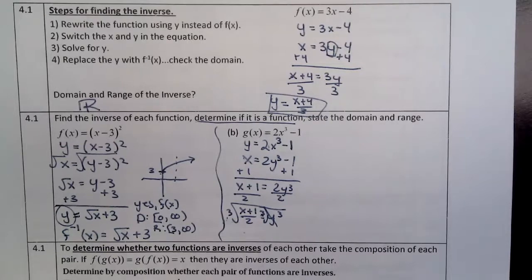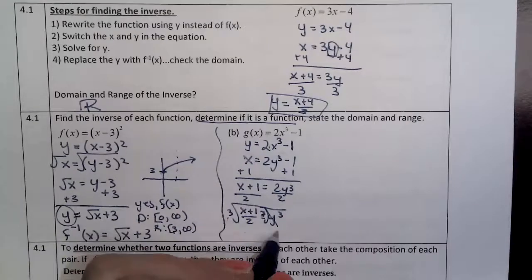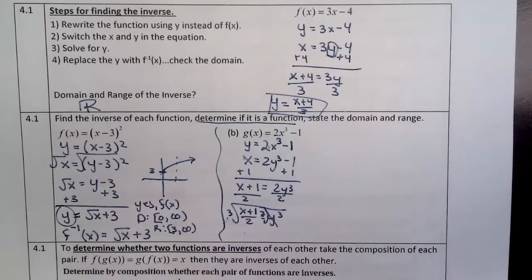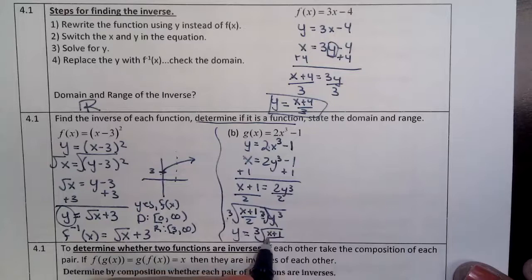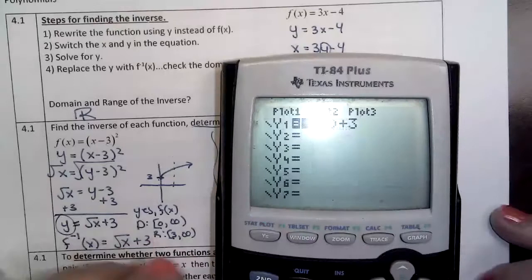And I just realized something, and I'll show you in just a second what I just realized. So the cube root of both sides. And when you take the cube root, you don't have to make it a plus or a minus. So now I'm going to have y equals the cube root of (x plus 1) over 2. Okay, so let's go ahead and take a look at what that looks like.